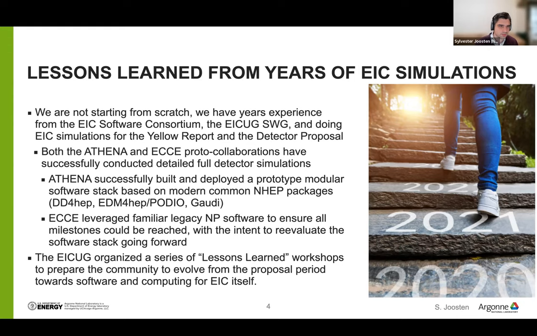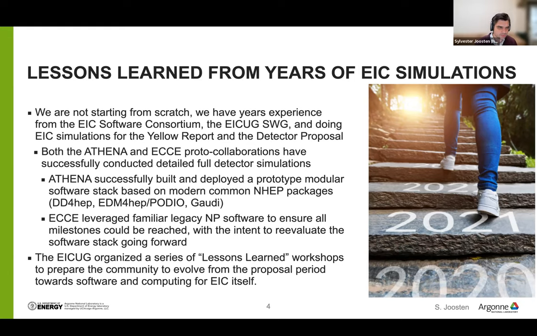So luckily we were not starting from scratch. We had a lot of experience, starting in the EIC Software Consortium, the Software Working Group, and doing simulations for the ELLO report, and then finally the detector proposal period when things really got kicked into high gear. During the detector proposal period, two of the three big proposals really did a lot of work on software.